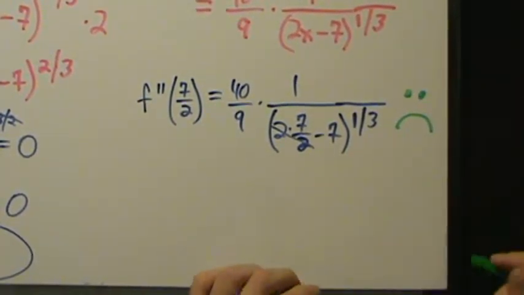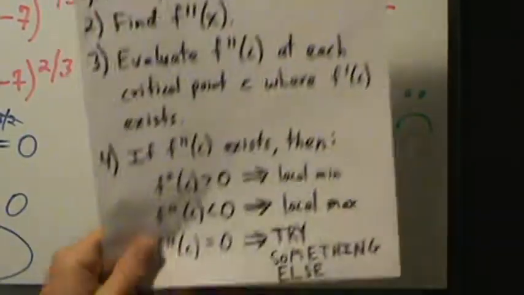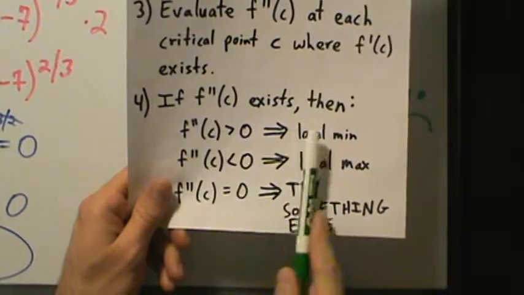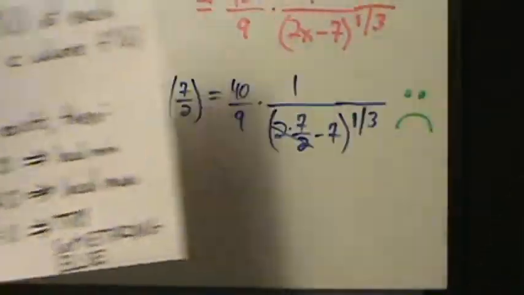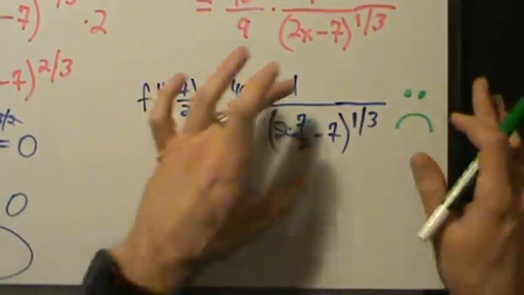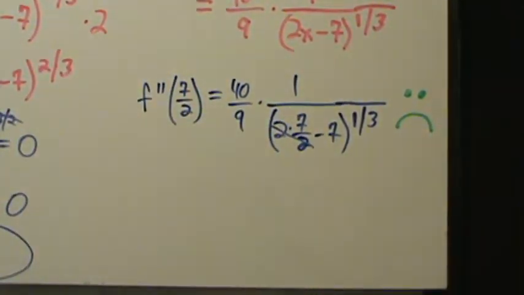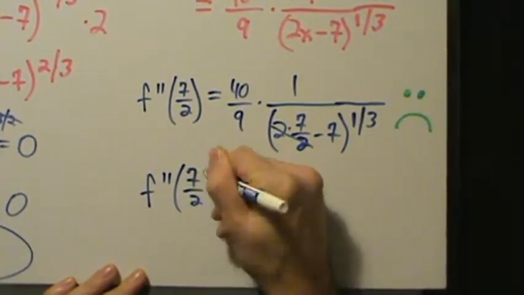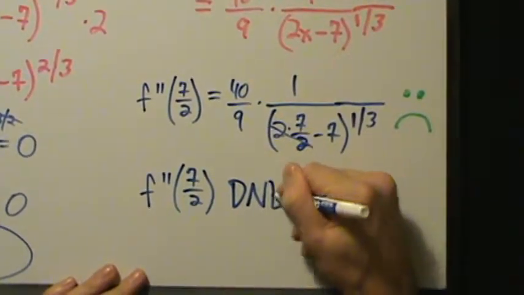Well, first of all, that makes us sad, but second of all, that means we can't go to step 4, right? Because step 4 says if f double prime of c exists, then do all this stuff here, apply the second derivative test. But f double prime of c does not exist, okay? So this is not a real number, okay? We're dividing by 0, so this doesn't exist. So f double prime of 7/2 does not exist, okay?